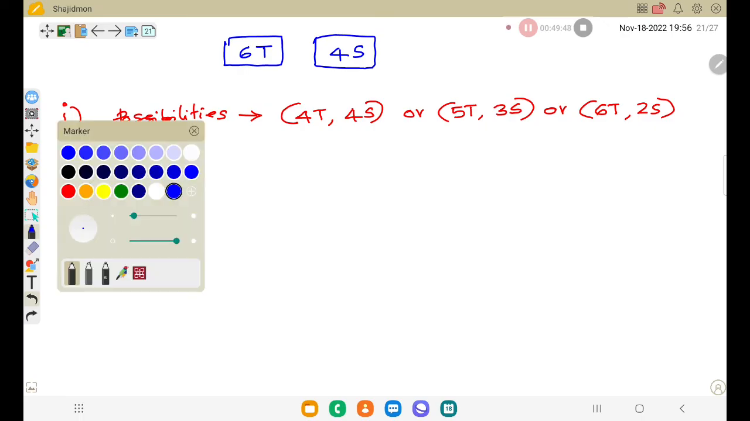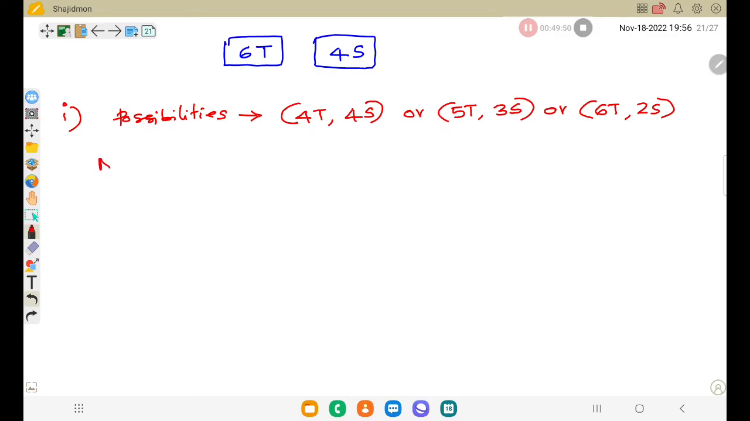Now we can write the combinations. So number of ways equals 4 teachers and 4 students. How are we choosing that? For example, we have 6 teachers. From 6, how many teachers do we need to select? 4. So combination of 6 choose 4. I am writing 6C4. You can write C(6,4) like this also. Both are the same.